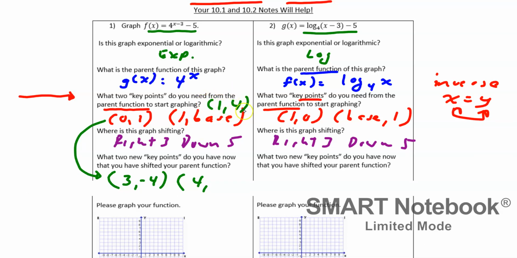So this is the coordinate that I start with. 1 plus 3 is 4. 4 minus 5 gives me negative 1. So these are my two new points I'm going to use to graph here.